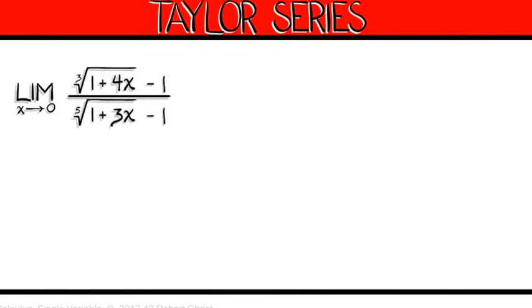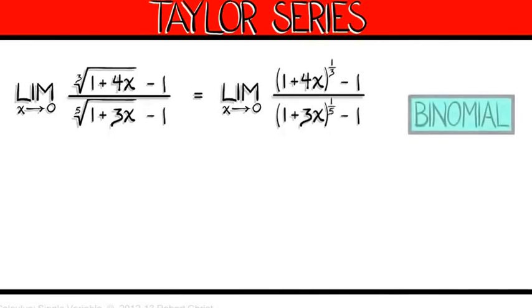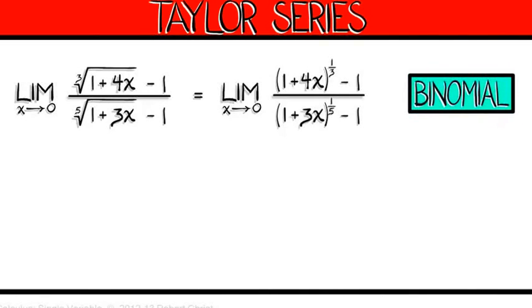Now, one of the wonderful things about this Taylor series approach to limits is that it works even in cases where you might not have memorized the limit, and where the limit is indeed not so obvious. Let's look at the cube root of 1 plus 4x minus 1 over the 5th root of 1 plus 3x minus 1. It is clear that evaluating at 0 is not going to work. That yields 0 over 0. So what do we do? Well, rewriting this a little bit allows us to use the binomial series, with alpha equal 1/3 in the numerator and 1/5 in the denominator.